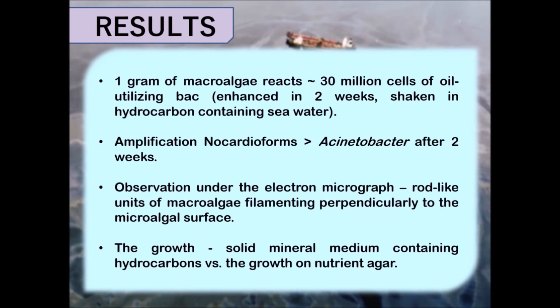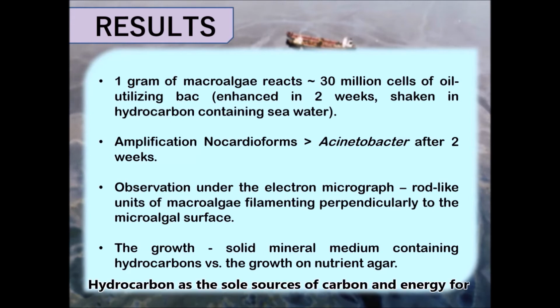Results for this experiment show that 1 gram of macroalgae records 30 million cells of oil-utilizing bacteria. The amount of bacteria was enhanced in 2 weeks of being shaken in hydrocarbon-containing seawater. Overall, nocardioforms were recorded amplified more than Acinetobacter after 2 weeks. Observation under the electron micrograph showed rod-like filamentous nocardioforms fragmenting perpendicularly to the macroalgae surfaces. Hydrocarbon as the sole source of carbon and energy for the oil-utilizing bacteria was compared with nutrient agar.